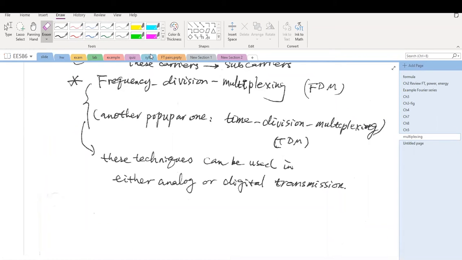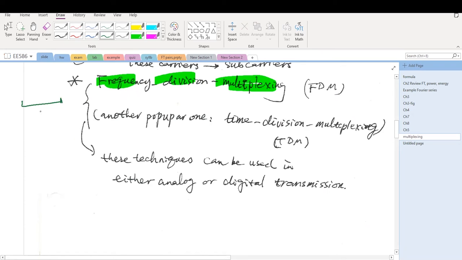Multiplexing can be achieved in different ways. One of them is frequency division multiplexing. This is a channel, say from 100 megahertz to 110 megahertz. This is a channel I auctioned from the FCC. Division means we divide this frequency into small portions, and each small portion can transmit one signal. This is called frequency division multiplexing.